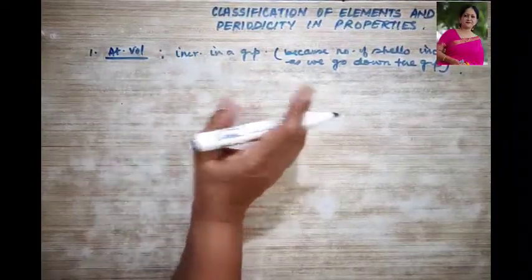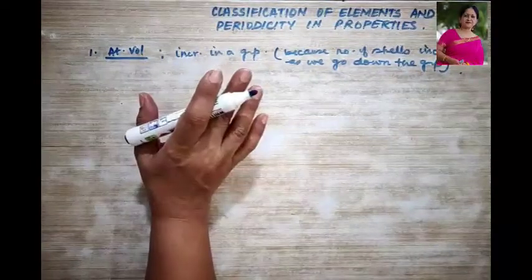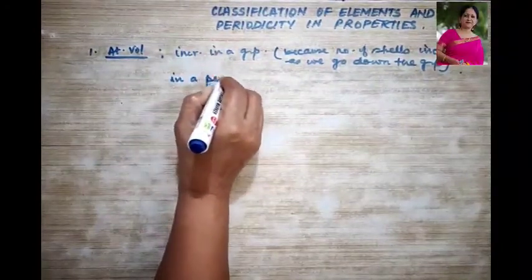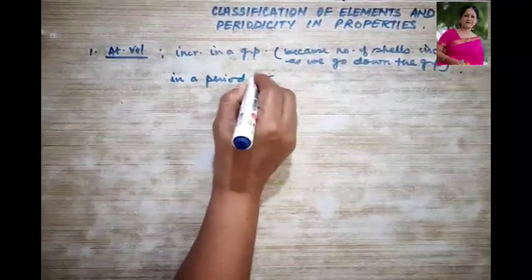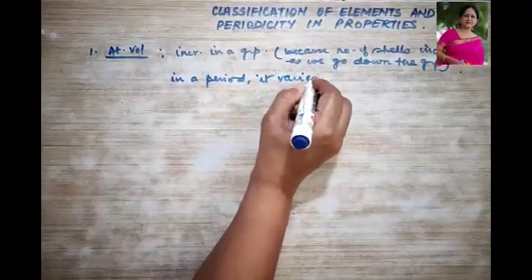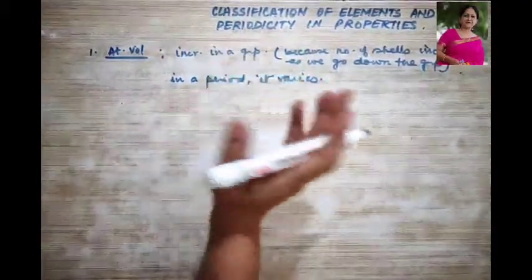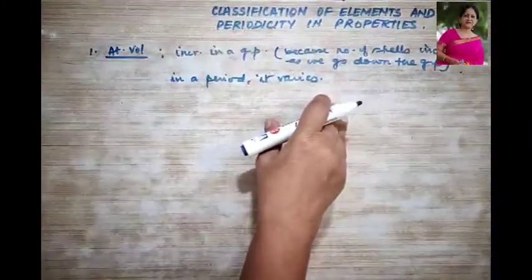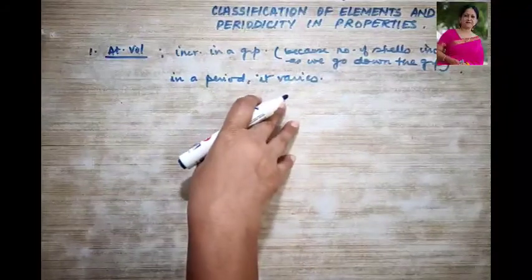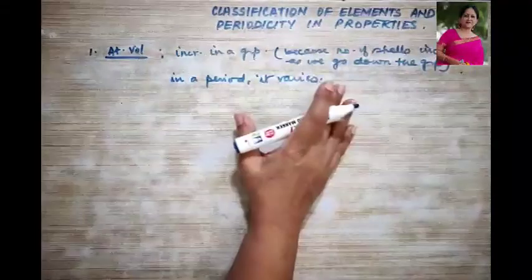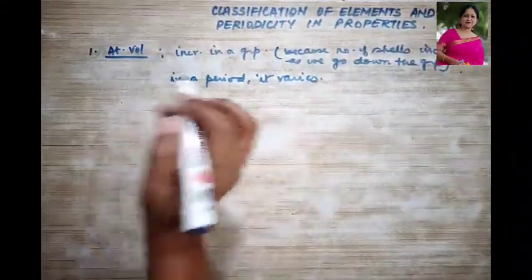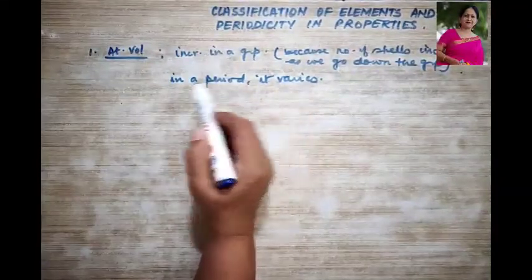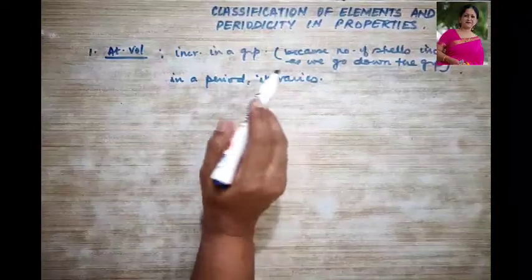Then in a period, what do we know? From left to right, the atomic volume will vary. Okay? In a period, it varies. Now how? It first decreases. It decreases at first for certain elements and then becomes minimum in the middle and then again increases. Okay. So there are two factors on which its variation in the period depends.